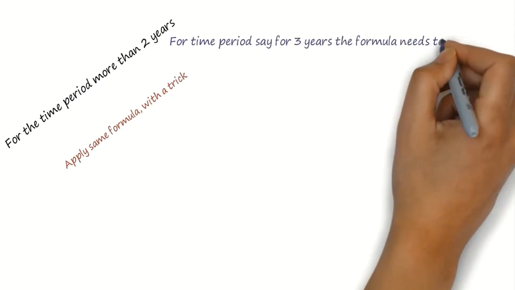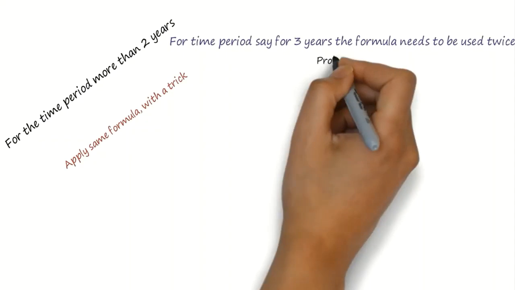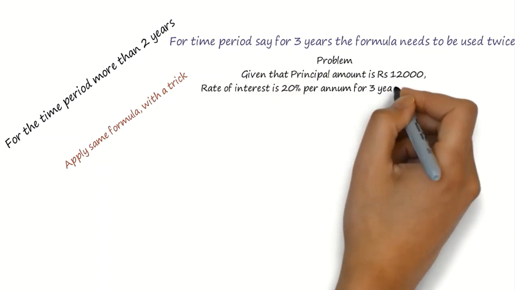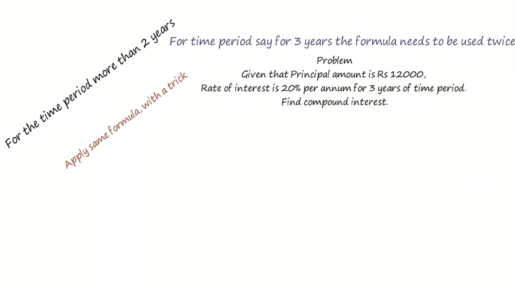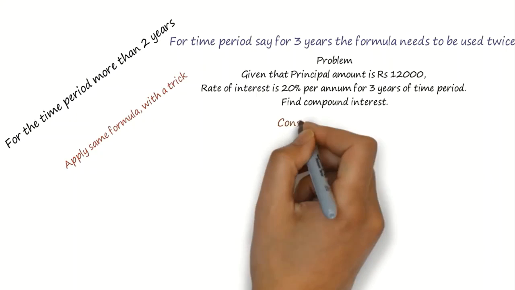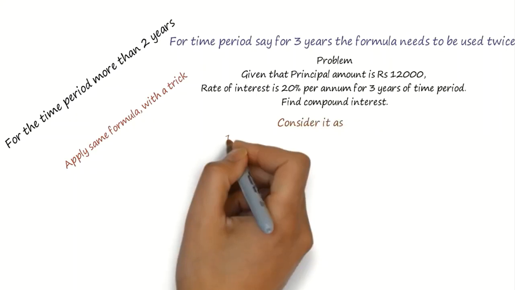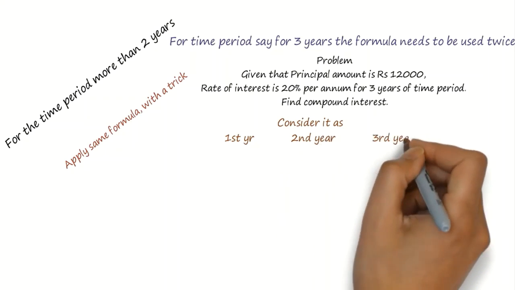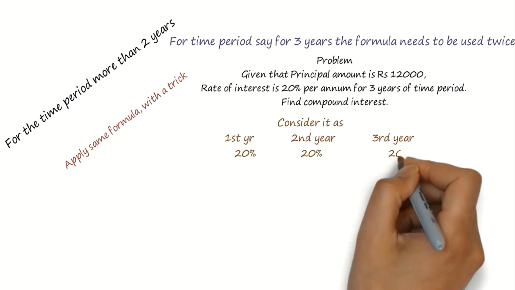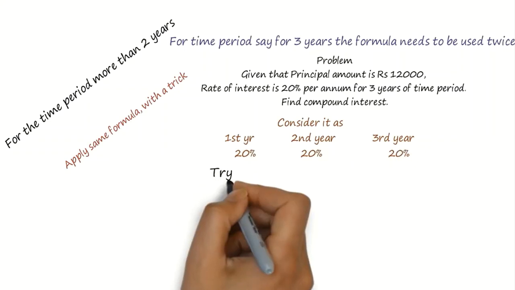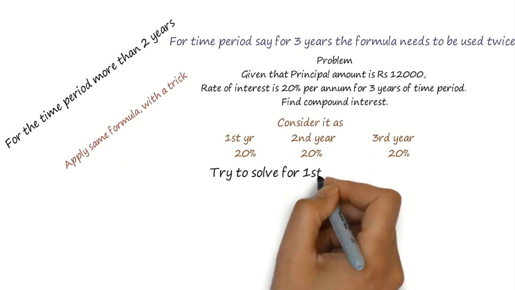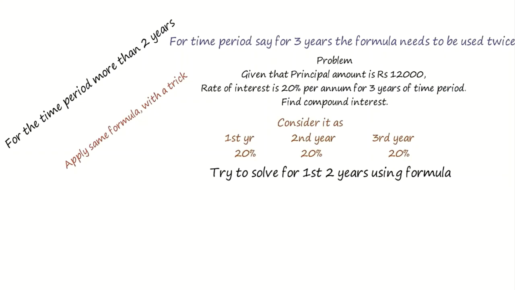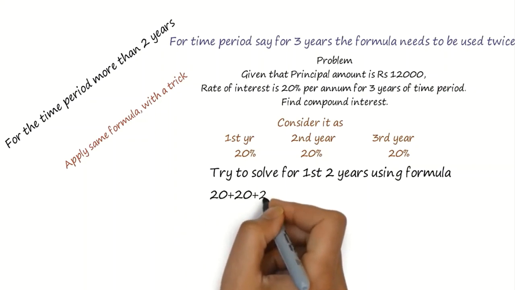Let me solve one problem for better understanding. So in the given problem, for the same principal amount of rupees 12,000 and rate of interest 20% per annum for 3 years, let's try to find out the compound interest. So in this case, the rate of interest for the first year is 20% and also 20% for the second and third year as well. So just like the previous example, we will use the same formula to find out the compound interest of the first 2 years. So here x is 20 and y is also 20. So as per the formula, we get 44%.